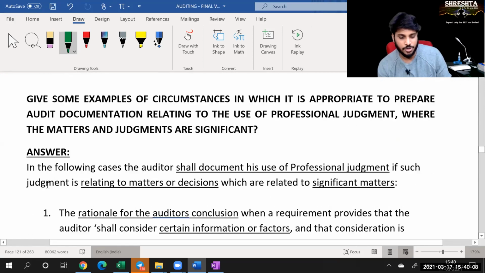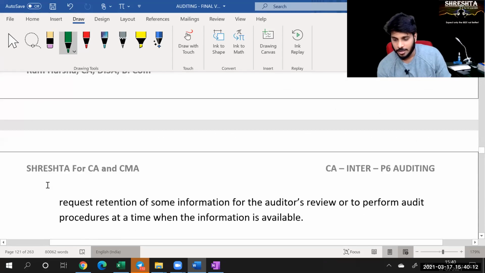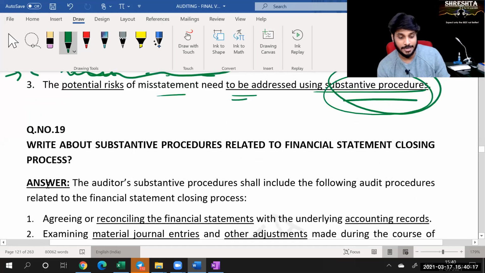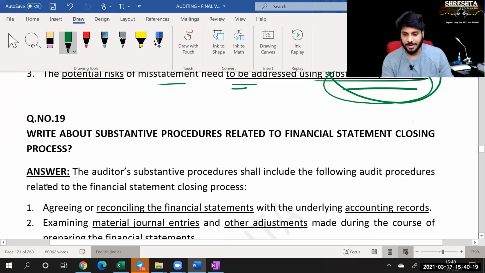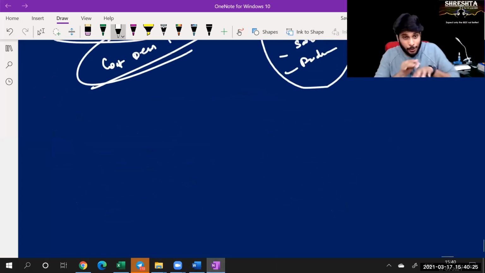Now here another 3 or 4 questions were there. So what is this question? This is regarding substantive procedures again. Financial statement closing process. What do you mean by financial statement closing process? How do we close the financials?